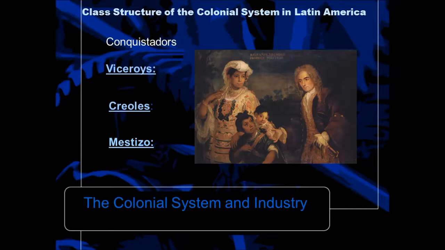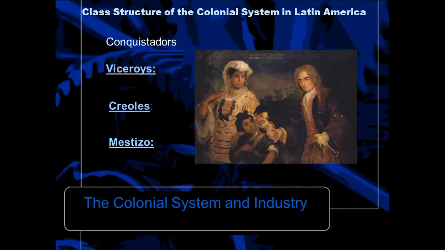So it's going to be a very rigid class system. You can't change where you were born. You can't change whose descendant you are. So it's set in stone forever. So viceroys are most important at the top of society because they are pure Spanish blood, born in Spain. Creoles are next in line.